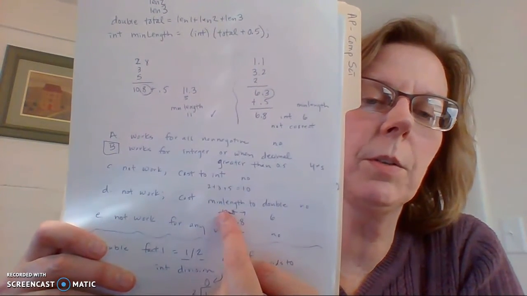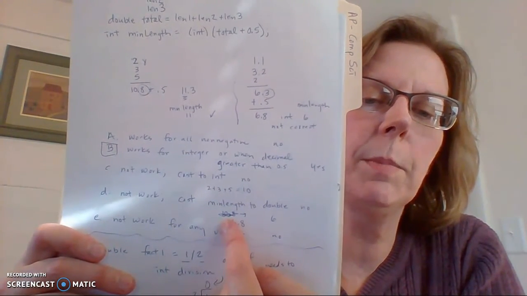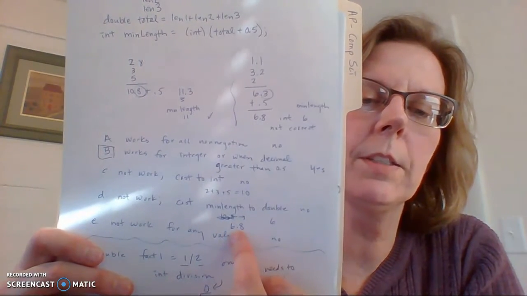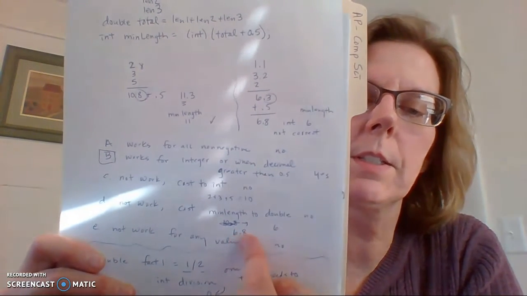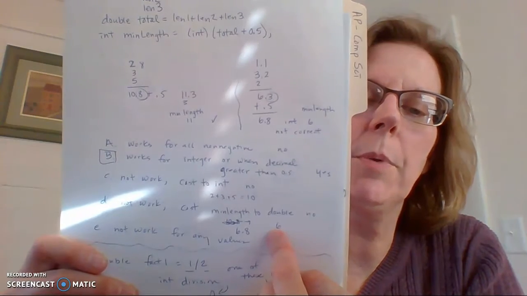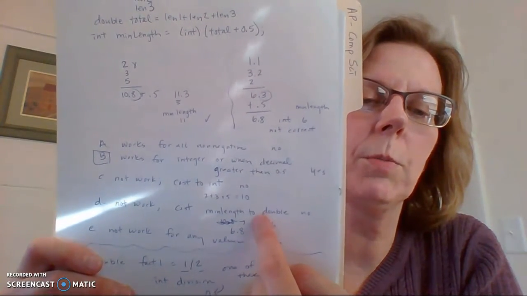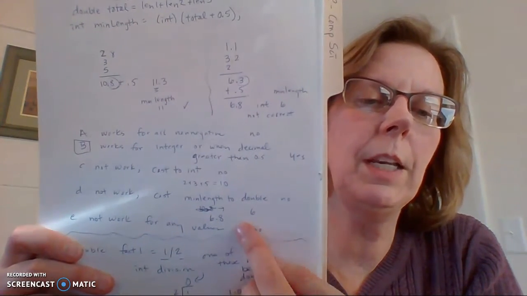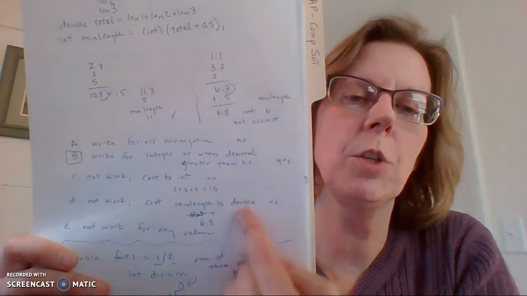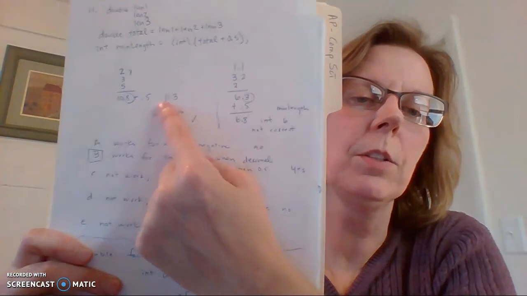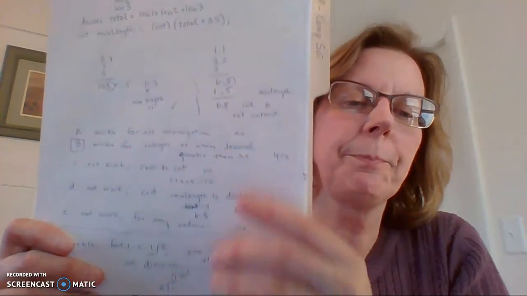This one down here doesn't work. They say cast the min length to a double. So if I cast a 6.8, that'll be a 6. And that's not what they wanted for that problem. It should have been a 7. So this one doesn't work either. And then finally, E says it doesn't work for anything. Well, that's not true because it worked for this one. So the best option is B.